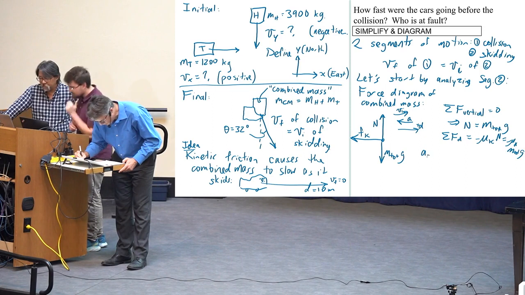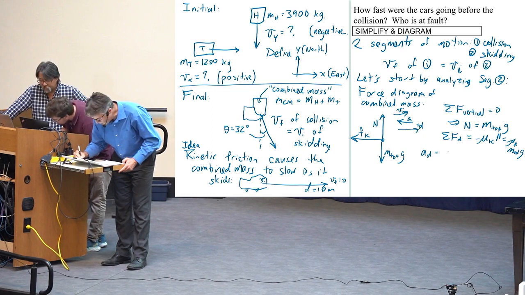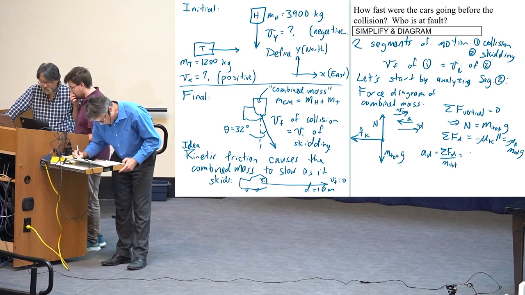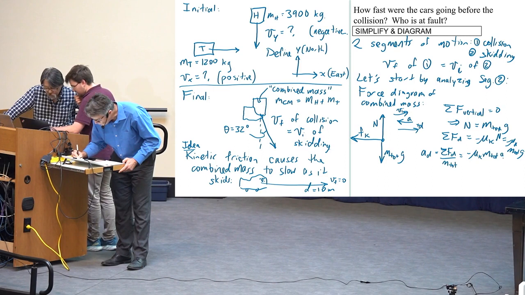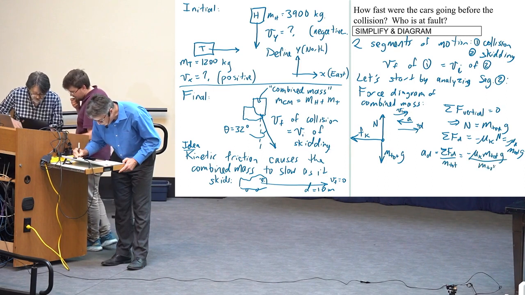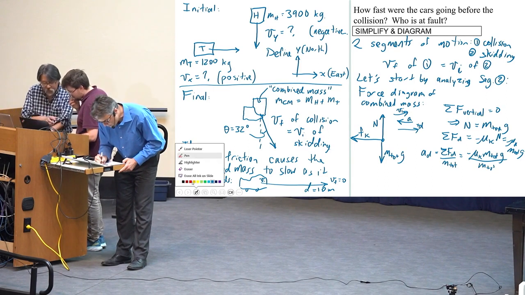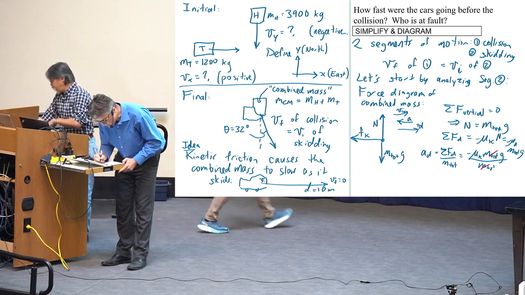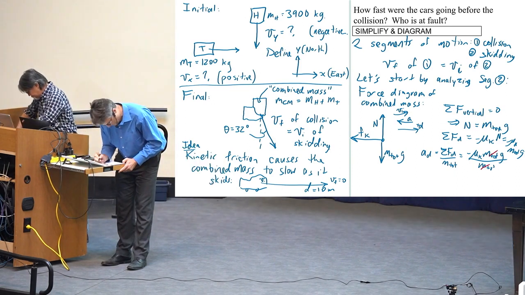The sum of forces in d is minus mu sub k times n, which is minus mu sub k times m total times g. So the acceleration in this d direction is the sum of all the forces divided by m total. You get negative mu sub k m total times g divided by m total. The m totals cancel there, so the acceleration is just mu sub k times g.